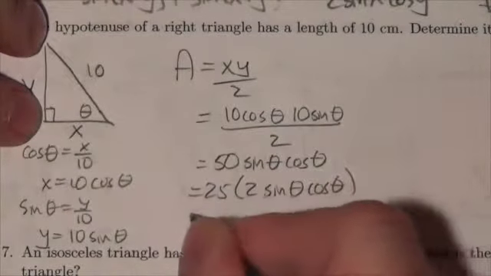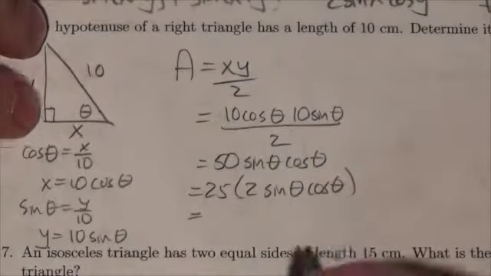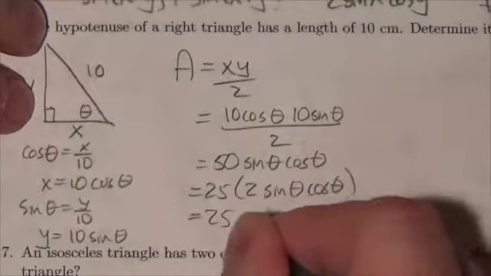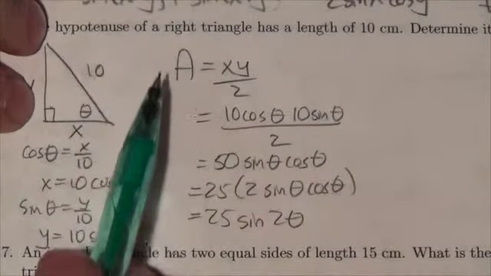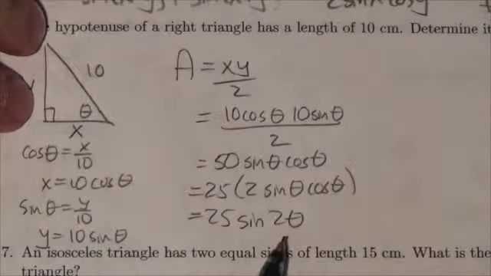Now the reason why I do that is because 2 sine theta cos theta, that is an identity. That is equal to the sine of 2 theta. So what I've done here is I've taken the expression for area and I've written it down in terms of theta, but a nice simplified expression in terms of theta.